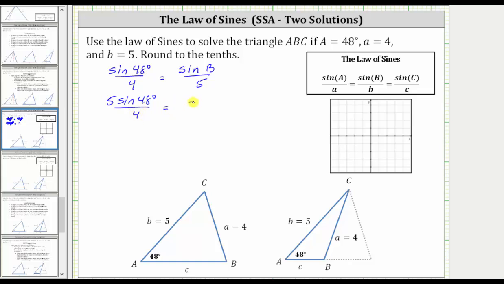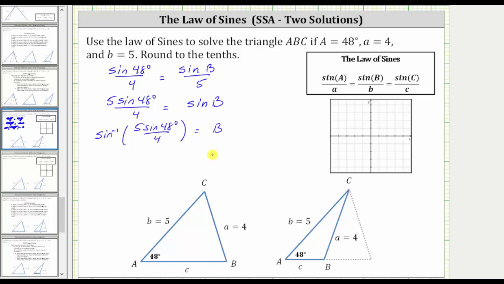4 equals sine B. Now we need to solve the equation for B by taking the inverse sine of both sides of the equation. This gives us inverse sine of 5 sine 48 degrees divided by 4 equals B. When we take the inverse sine of sine B, it simplifies perfectly to B.